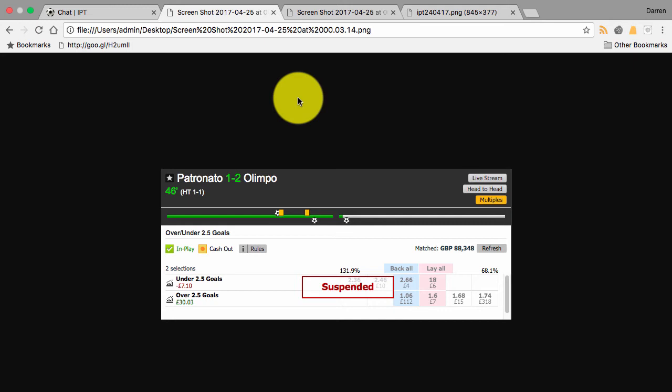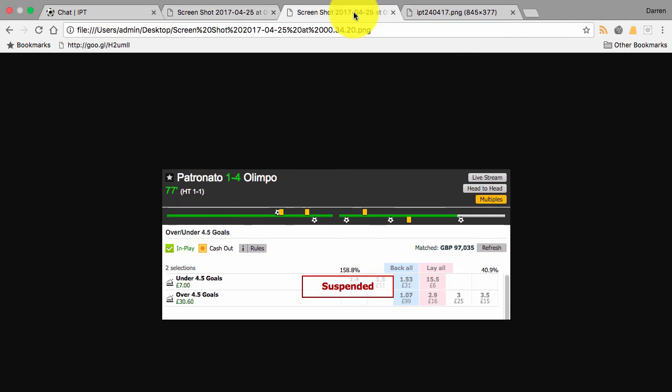In fact, the game ended up finishing 4-3, I think it was. Finally, we got out with our other lay, which we actually had. We laid the under 4.5 goals, which locked in another 30 quid profit, and there were two goals even after that to the home side.